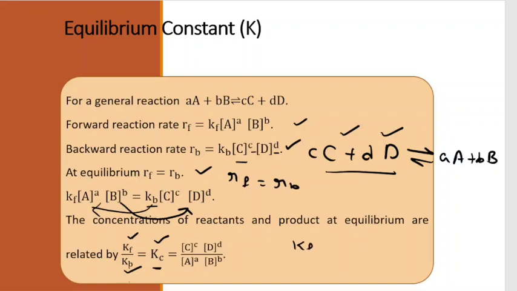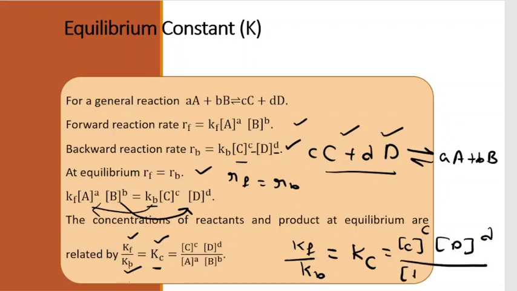So, Kf by Kb, which is the ratio of the rate constant of the forward reaction to that of the backward reaction, is nothing but the equilibrium constant, which is nothing but products raised to their powers, [C] power c and [D] power d, divided by [A] power a into [B] power b. So here the Kf by Kb value will give you the equilibrium constant.